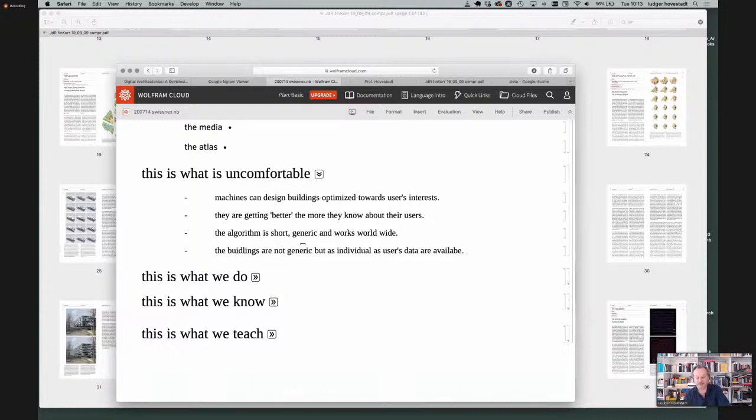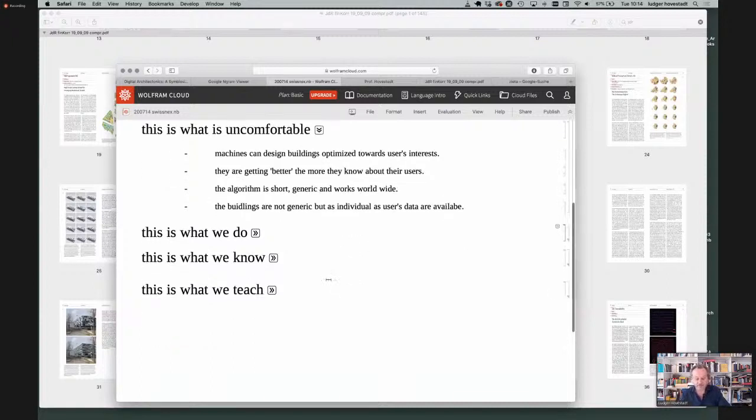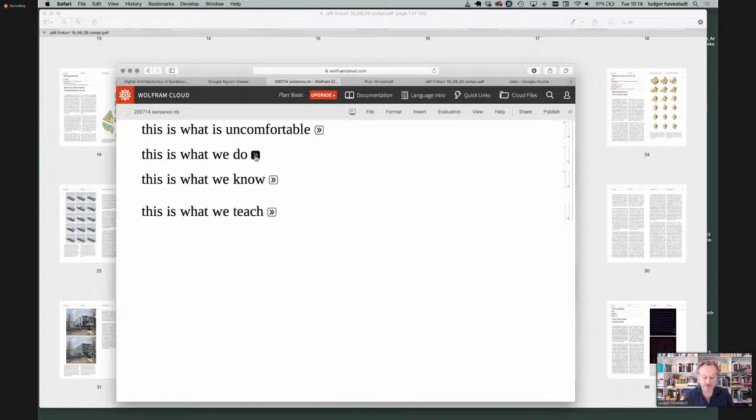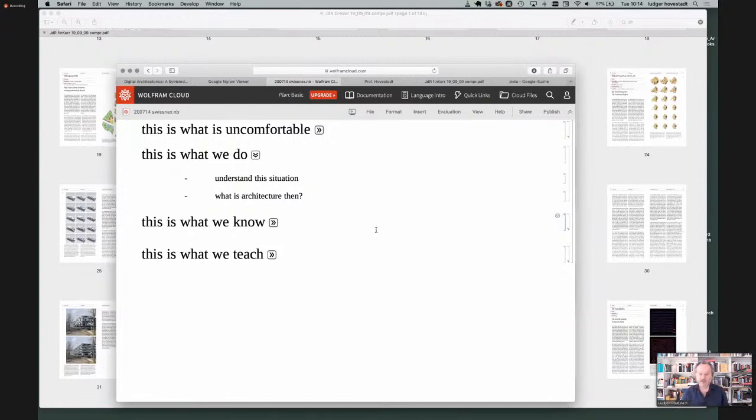The algorithm to do that is short, it's generic, and it works worldwide. And it's always the same. Whatever you're doing, it's the same. Because of that, Google and Alibaba and so on can work in all the domains, because it's always the same. So it's very uncomfortable that it's working like that. We can cover all cultures, all domains with the same very simple algorithm just by computing power. And therefore the buildings are not generic, we don't think they're all the same if the machines are doing that. They're as individual as the user's data which is available. And therefore, people get very comfortable with this idea that the computer understands them and is doing it automatically, which has nothing to do with what we call architecture. So the key problem then is that it's so comfortable with these computers not to do anything.